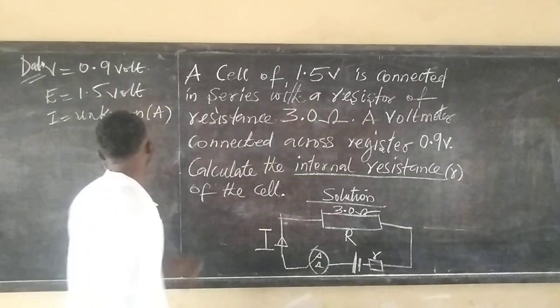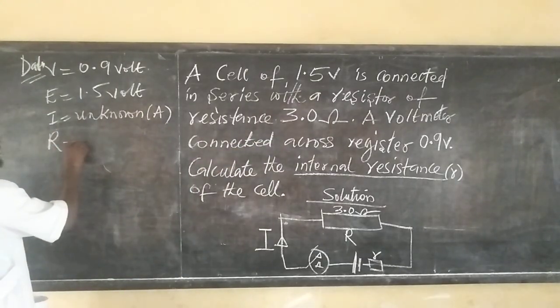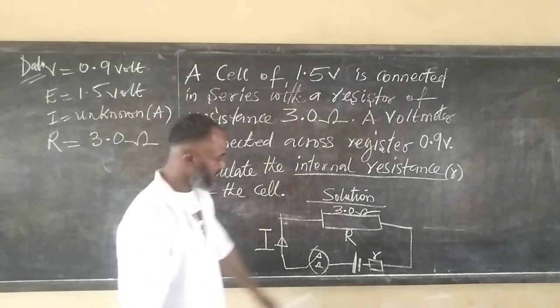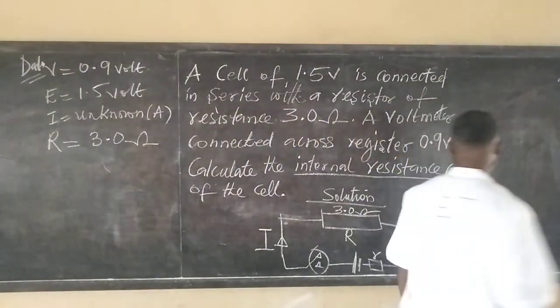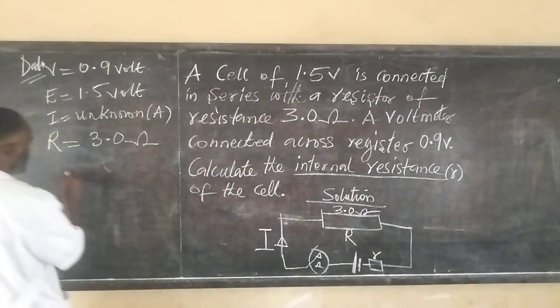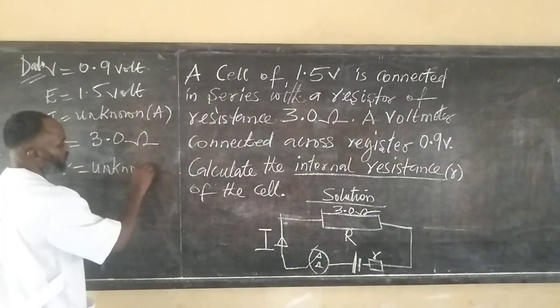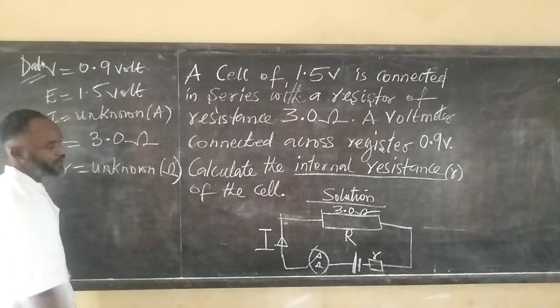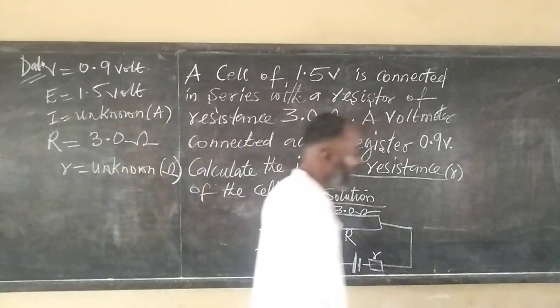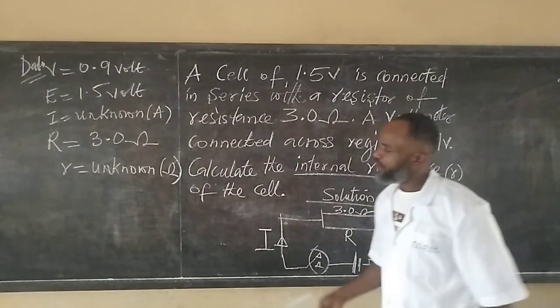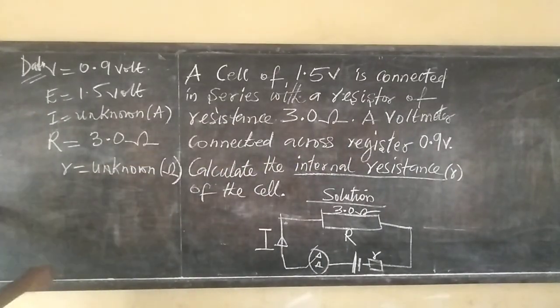External resistance R is given as 3.0 ohms. We are looking for the internal resistance of the cell, r, which is unknown because we don't know the value, and it's measured in ohms. So we need to find the current flowing first. If we find the current, then we'll be able to find other things. And how do we get this?